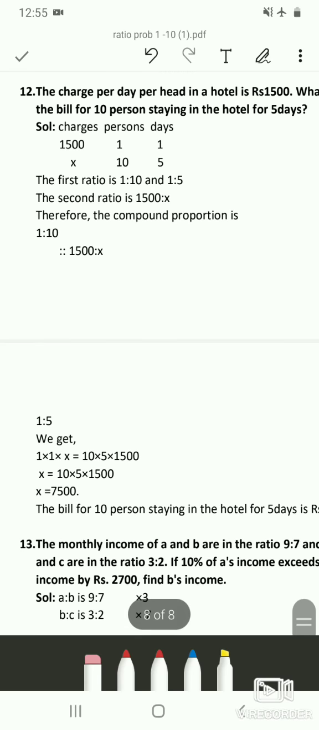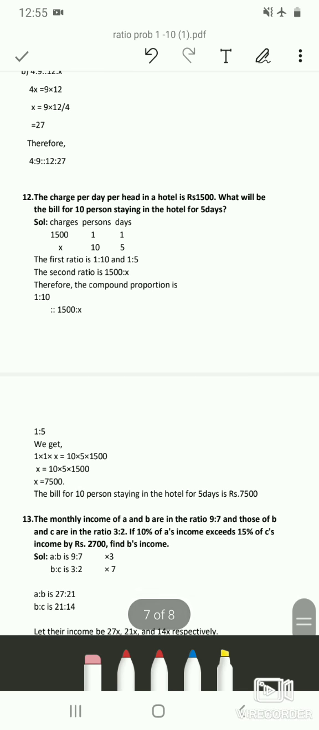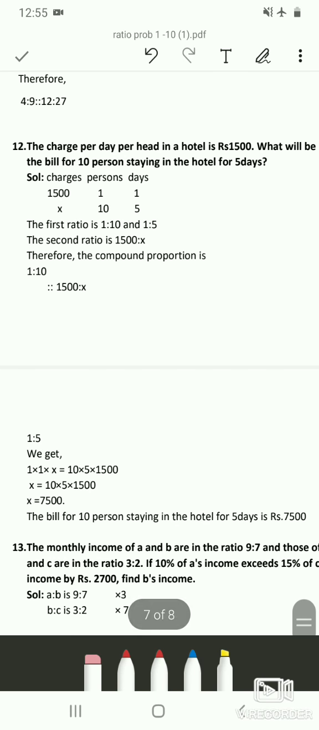Therefore, the bill for 10 persons staying in a hotel for 5 days is rupees 7500. So, in such type of questions, the first step is to find out what type of proportion has to be used. Here the number of ratios is more than 2, therefore we have to use compound proportion. Try to express the given ratios in the general form of compound proportion and then simplify.